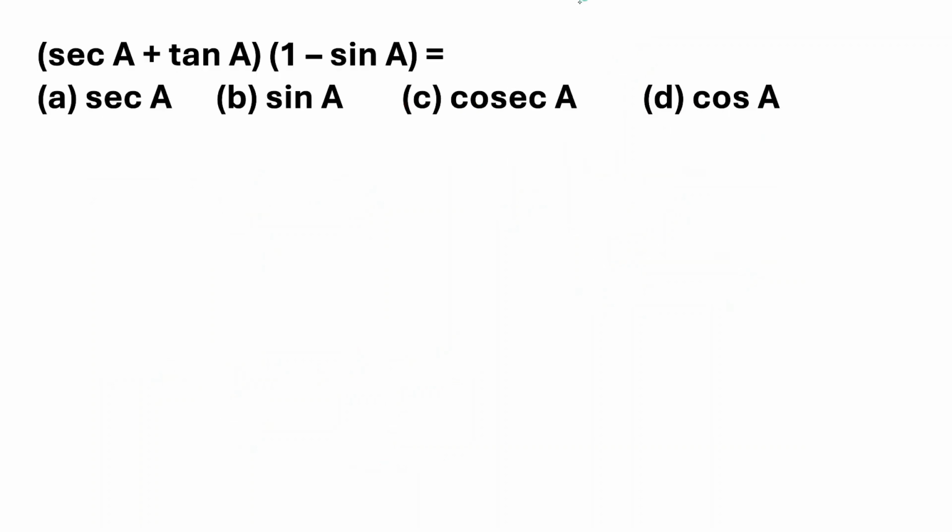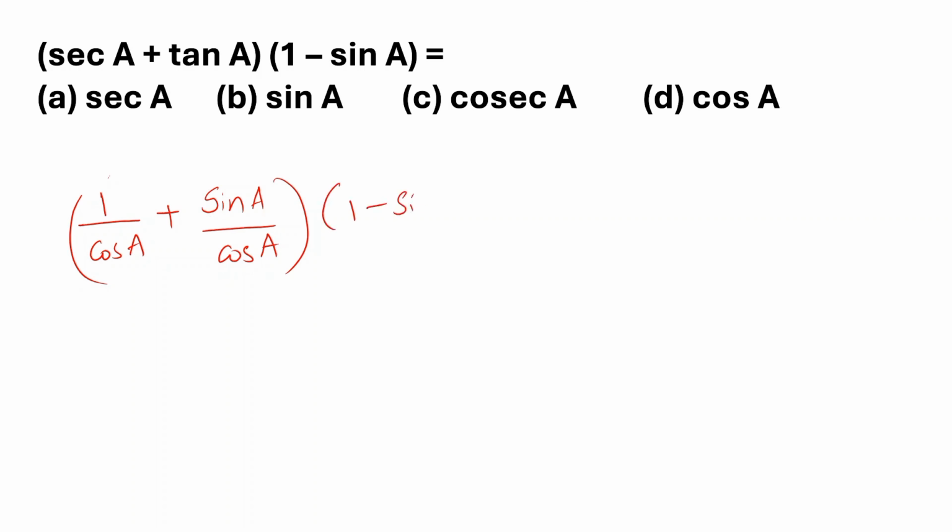Second question, cosec a plus tan a times 1 minus sin a. This is also for 1 mark. So we have to make cosec a and tan a as a common denominator. So how can we make that? Cosec a is 1 by sin a. Tan a is sin a divided by cos a. Okay. Now cos a comes as a common denominator. And 1 minus sin a is here.